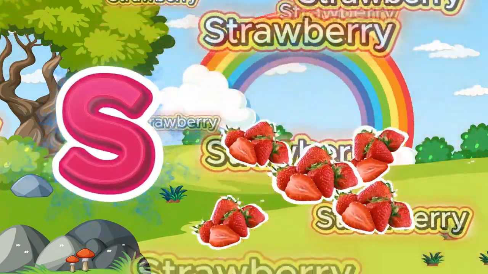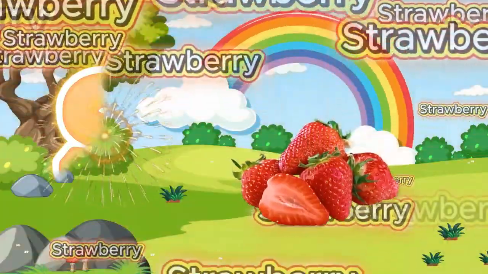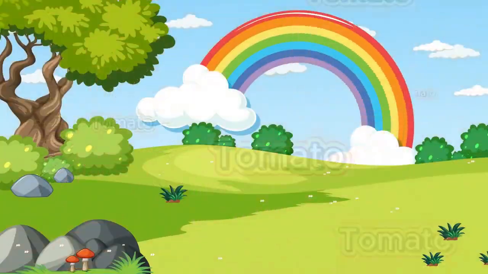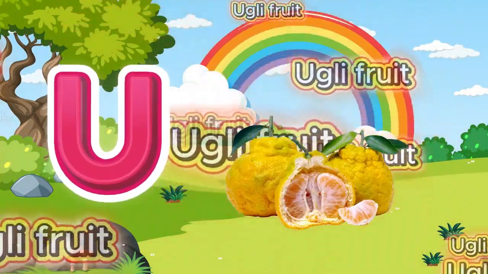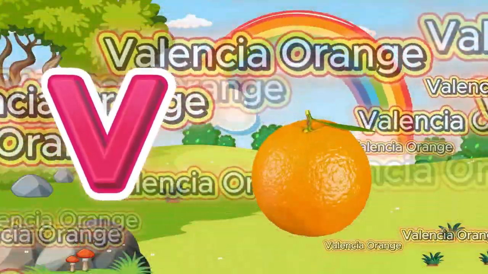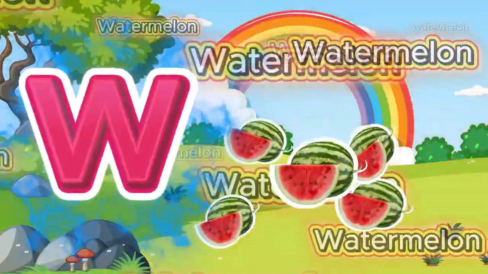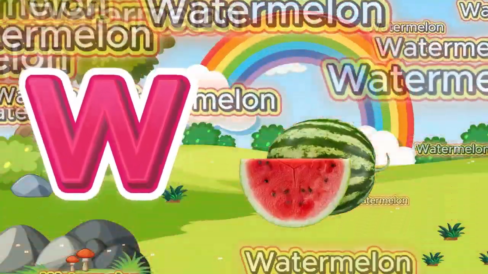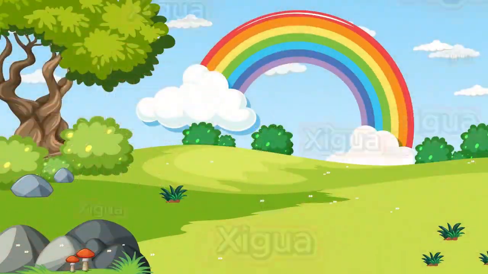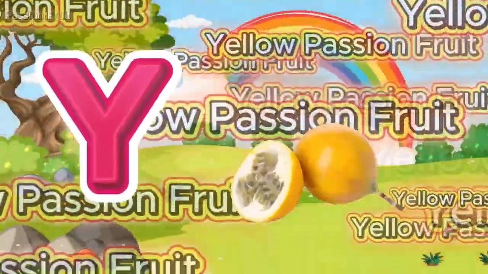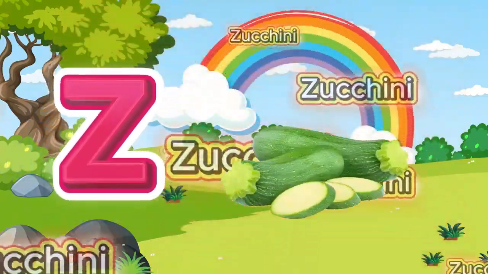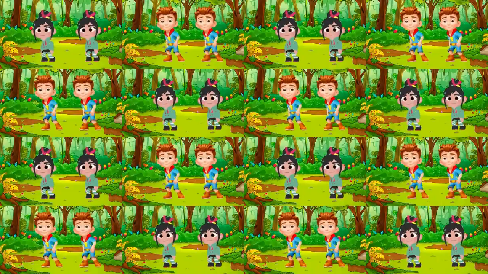S is for strawberry, S, strawberry. T is for tomato, T, tomato. U is for ugly fruit, U, ugly fruit. V is for Valencia orange, V, Valencia orange. W is for watermelon, W, watermelon. X is for zigua, X, zigua. Y is for yellow passion fruit, Y, yellow passion fruit. Z is for zucchini, Z, zucchini.